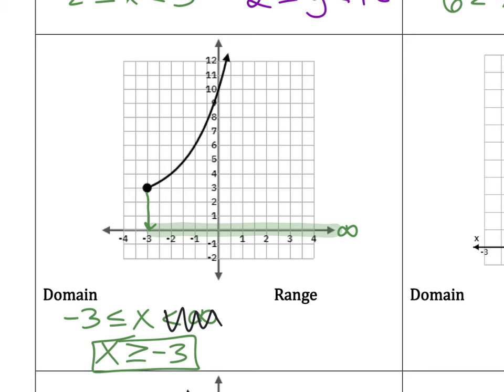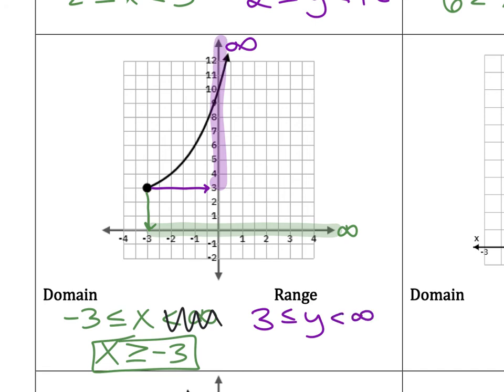Let's talk about the range, though. How low does this graph go? What's the lowest it goes? At 3 with a closed circle. How high does it go on the top? Infinity and beyond. Yep, thank you. So we have infinity on the other side.